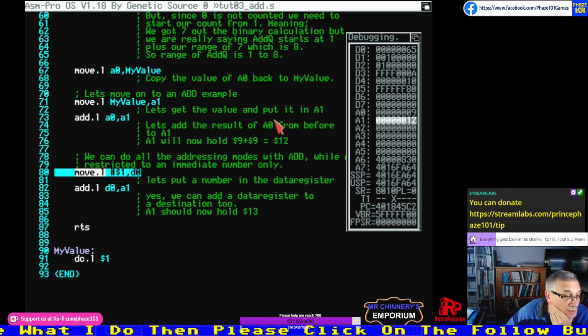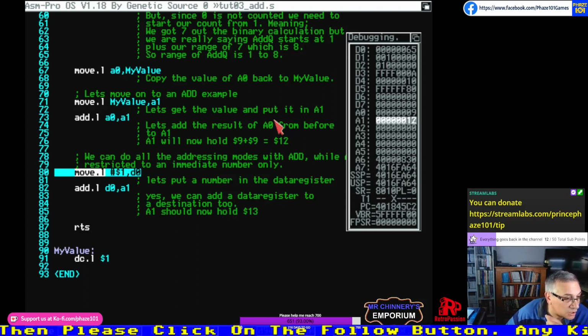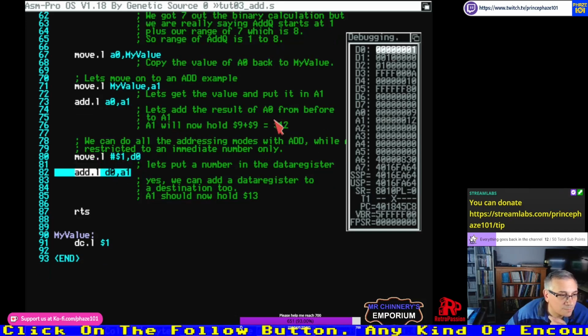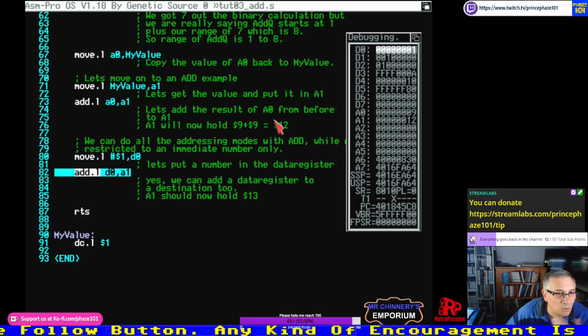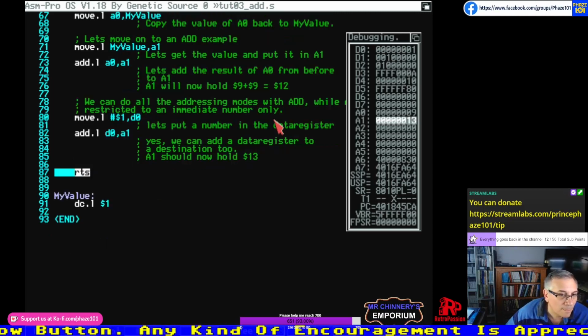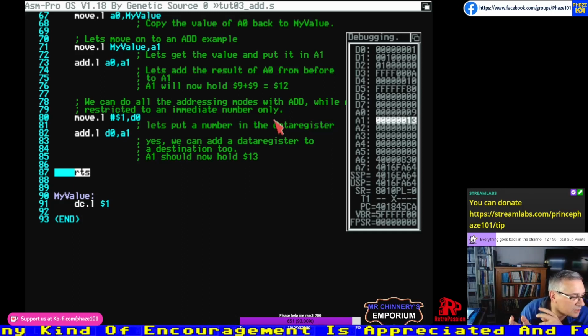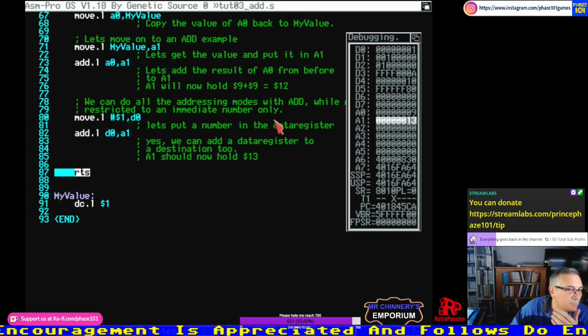Now we're moving 1. Now we shift it, okay? We're going to use data registers. We are moving 1 into D0. And now we're going to add D0 into A1. And you can see it became 13. So basically, you can use data registers and you can use address registers and you can mix. That's what's important here.